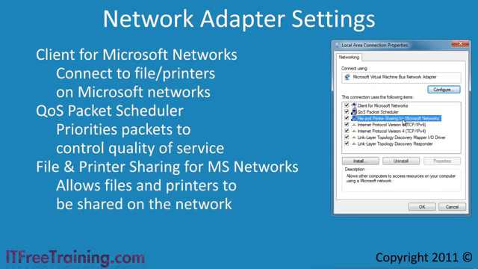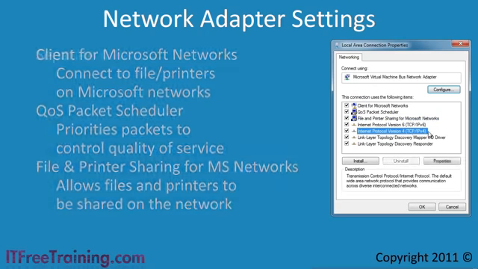Those listed next are the Quality of Service Packet Scheduler and File and Printer Sharing for Microsoft Networks. These are services that interface with your network adapter. The QoS service attempts to manage your bandwidth more effectively so that time-critical services are not affected while large downloads are happening at the same time. File and printer sharing allows your files and printers to be shared on the network.